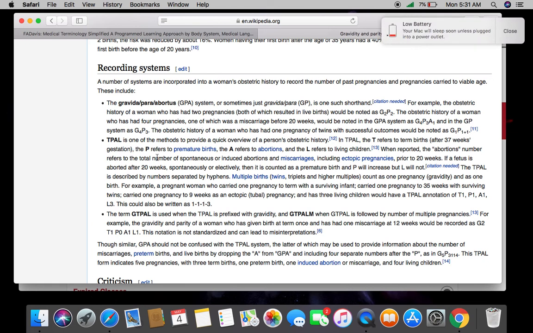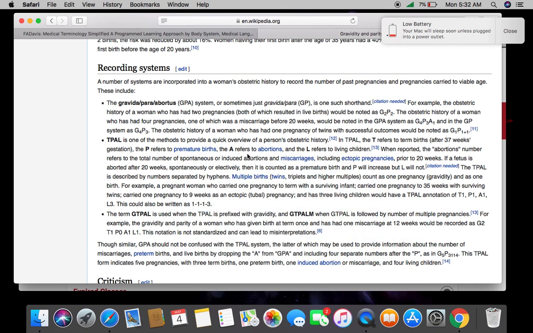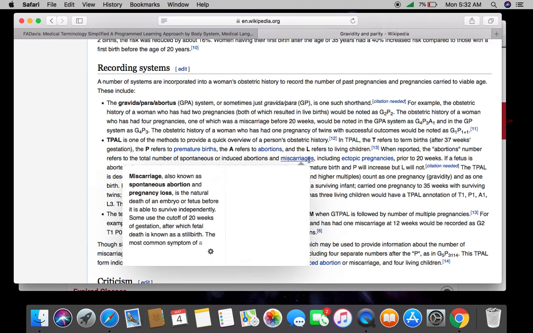There it is. TPAL. There's like G4, 3P, and then there's these four numbers at the end. TPAL stands for how many of those births were live after 37 weeks, which ones were premature, which ones were abortions, and how many children are currently living. Let's look at an example.